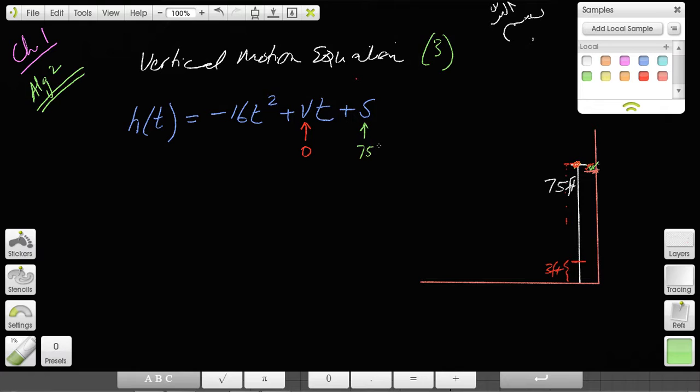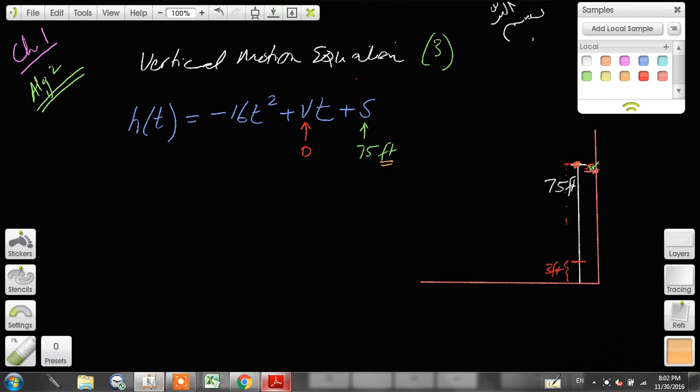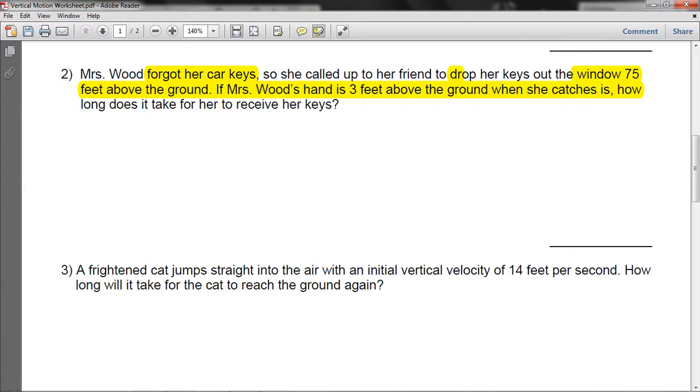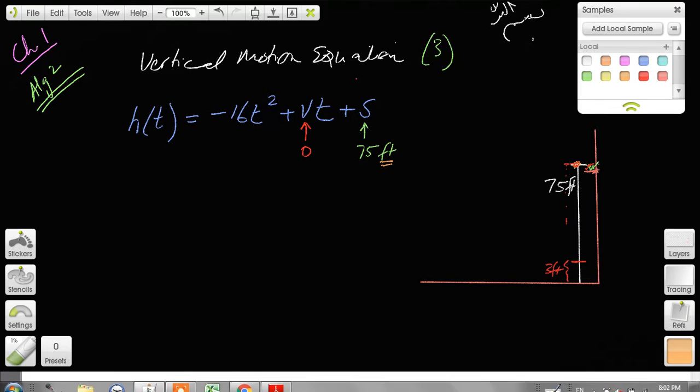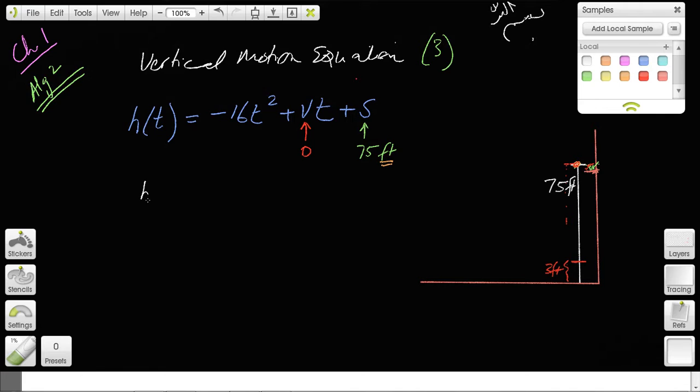It's important because this is all in feet, and this equation uses acceleration due to gravity in feet per second squared. So this is in feet. And she's going to catch it over here. The question asked is how long does it take for her to receive the keys? That's what we're going to try to answer. So for Mrs. Wood, the equation becomes negative 16t squared. That term is gone because initial velocity is 0. And the initial height is 75.